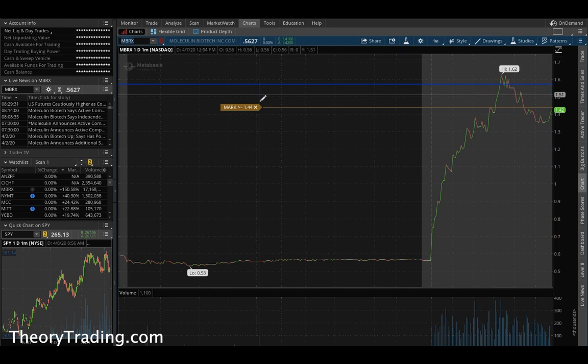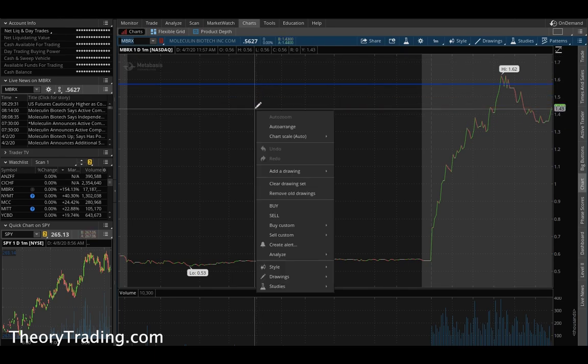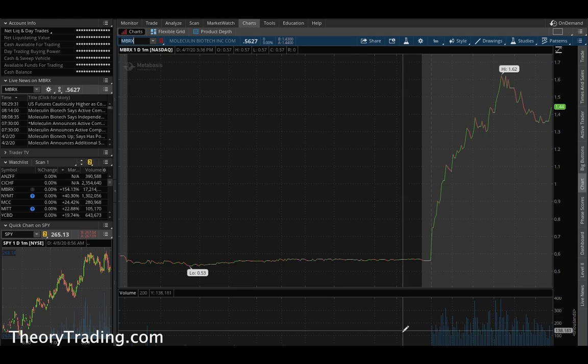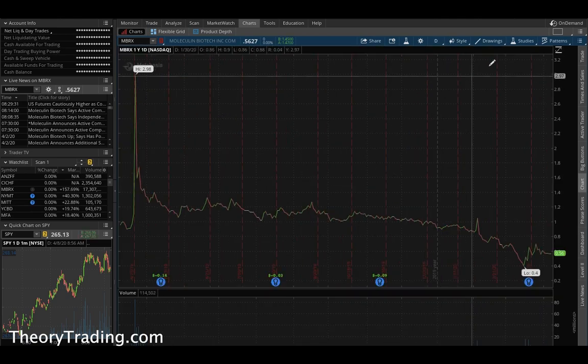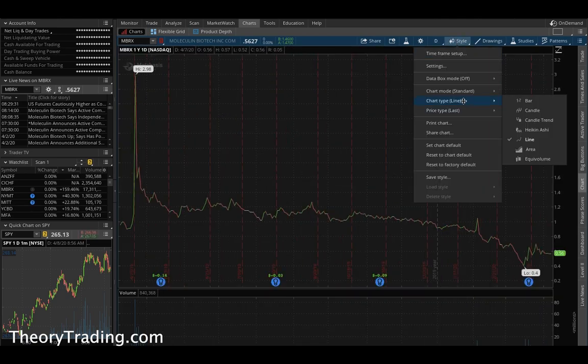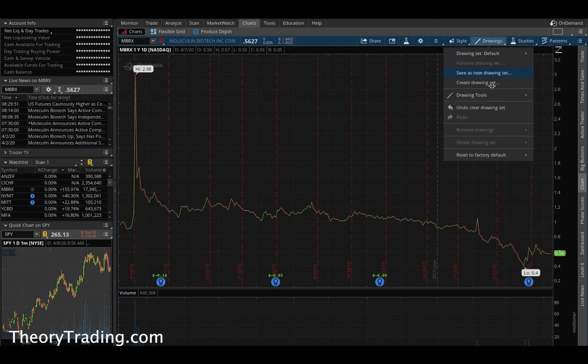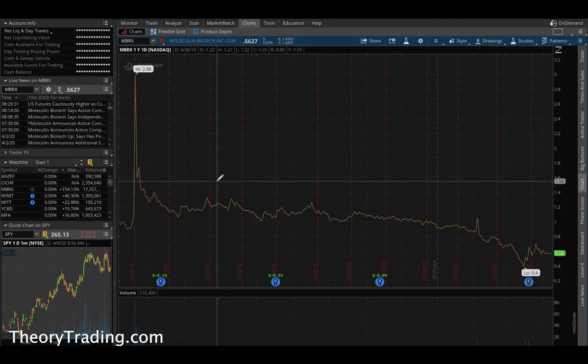and what I like to do is clear my old drawing set. And I like to look at the daily chart for this stock. And I like to go to chart type and go to line. The first thing I'm going to do to conduct my analysis on this stock is mark out levels of previous resistance on the daily chart, okay?